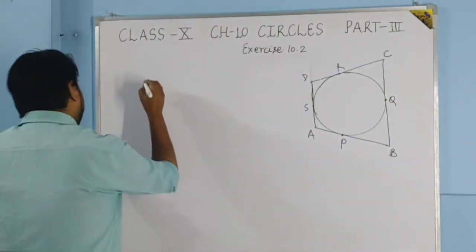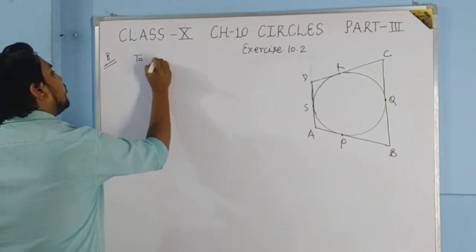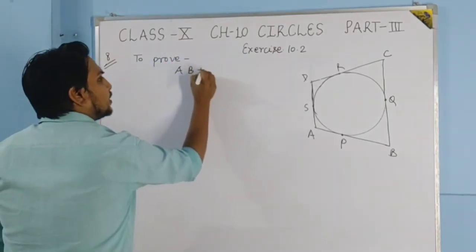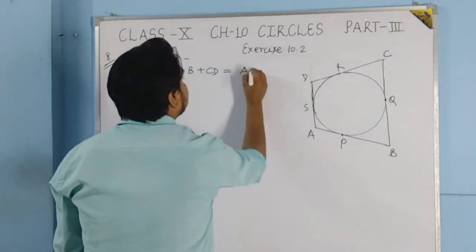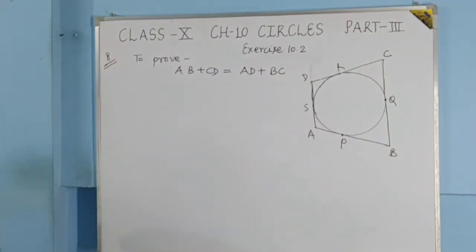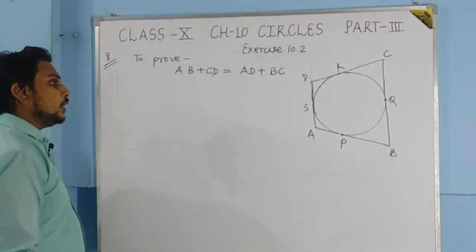So what we have to prove, this is question number 8. We have to prove that AB plus CD is equal to AD plus BC. How will we do it, students? How will we prove it? Let us see.